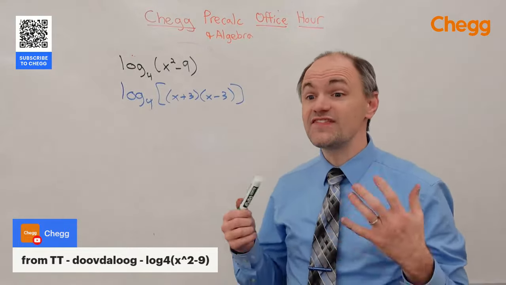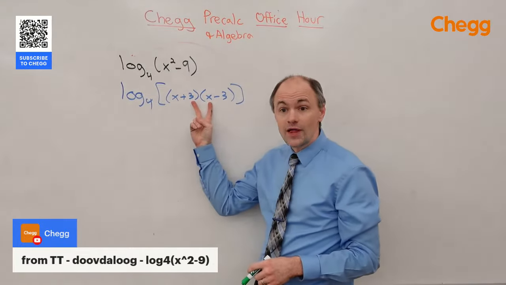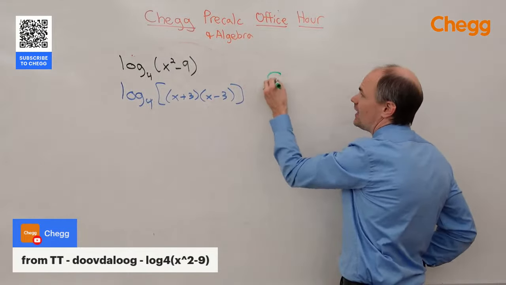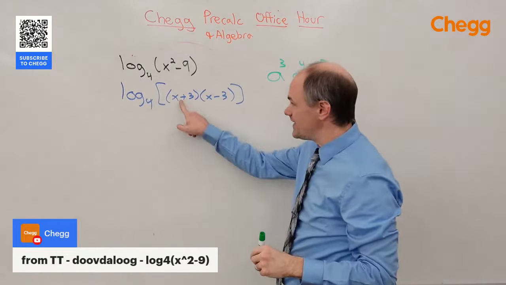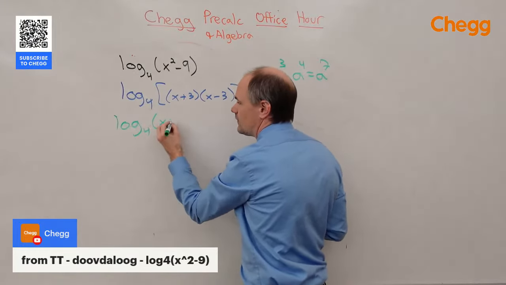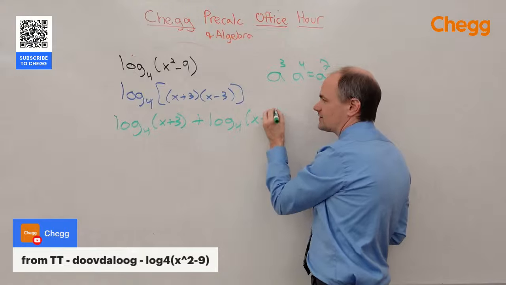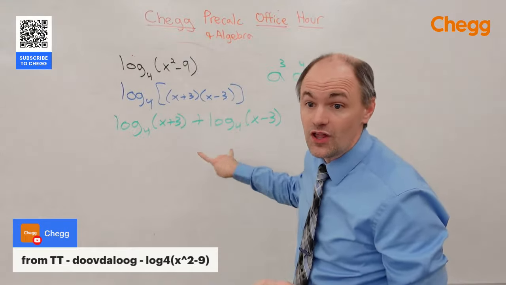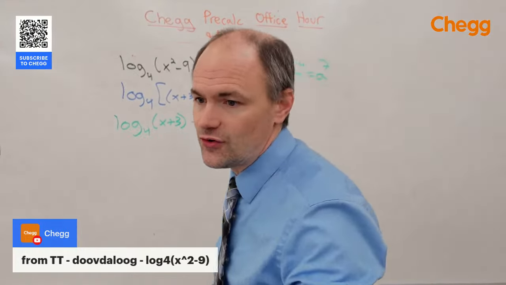Now remember, a log is just a fancy type of exponent. When we have the same base that is multiplied together, we can add those exponents together. Just like when we say a cubed times a to the 4th, that's a to the 7th, where we add the exponents. We can add these logarithms together. So this is log base 4 of x plus 3 plus log base 4 of x minus 3. So we can separate them out if we factor the logarithms. So I think that's what that problem was taking a look at.